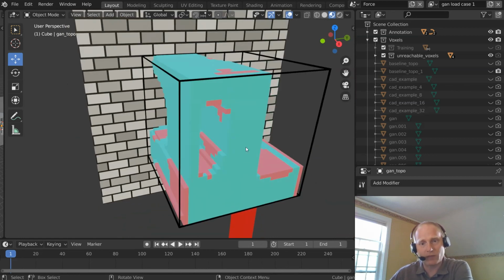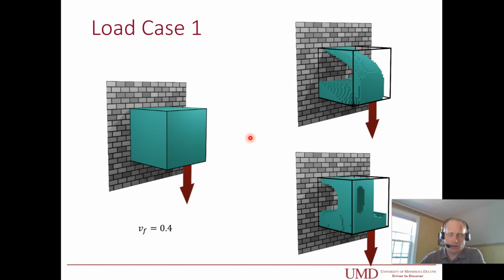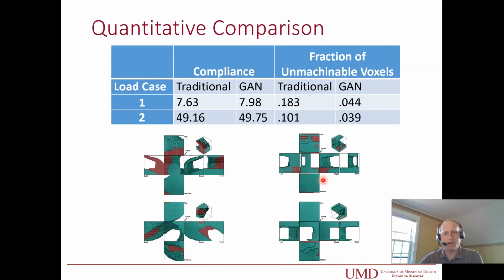It looks dramatically different, but we'll see the compliance is almost identical to what we had with the traditional topology optimization. We can quantify these results and show that here's the compliance. So traditional and GAN for load case 1, the compliance doesn't go up that much. So the lower the compliance, the stiffer the structure. So it's pretty similar. Actually, we're not facing too much penalty. Again, both have a volume target of 0.4, so they're the same volume.